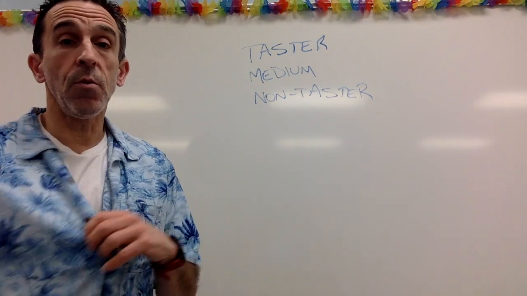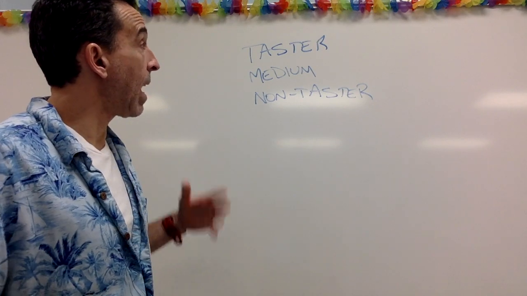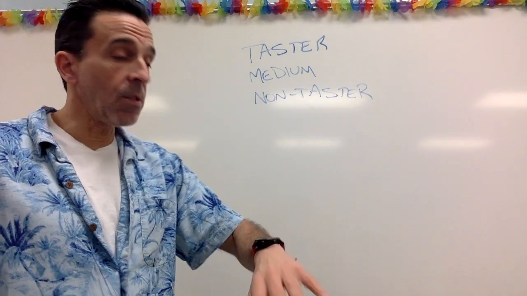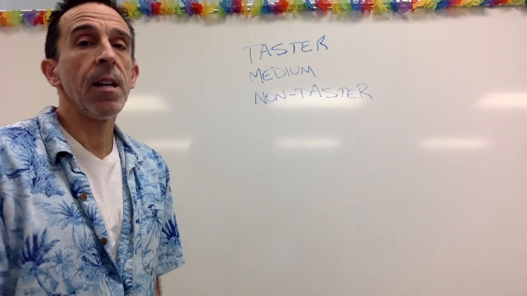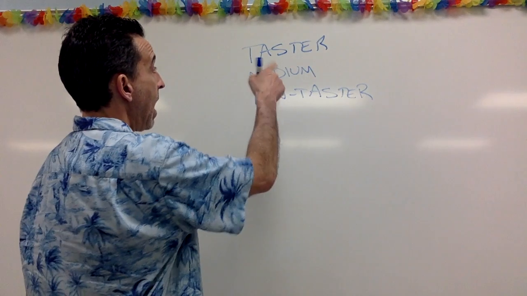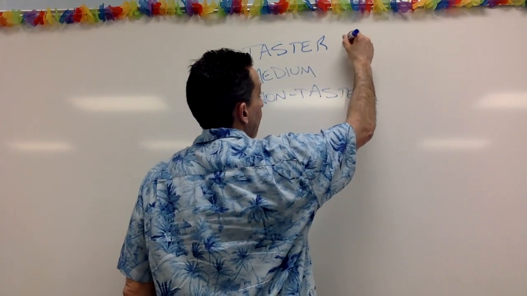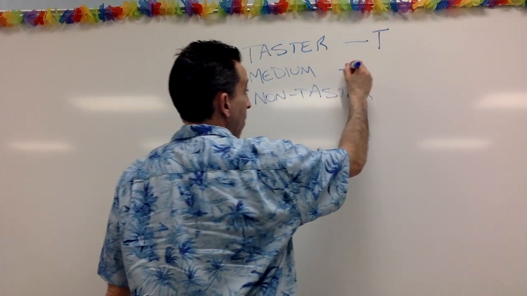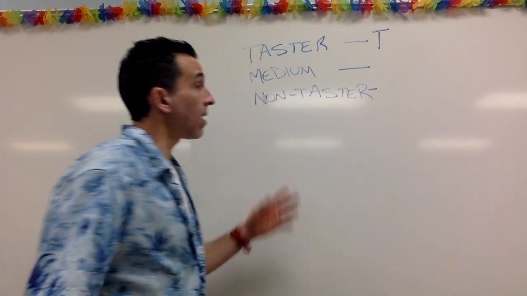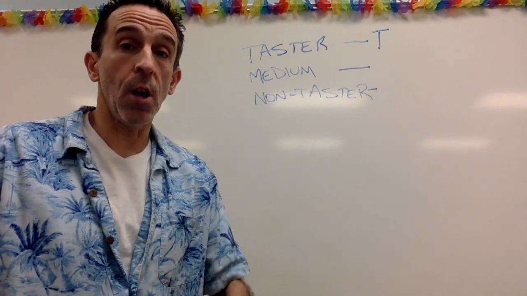So we need to use letters, which we call alleles. So I can tell you that being a taster is a dominant trait. So if we assign the letter T to this trait, then if it's a dominant trait and being a super taster is dominant, we're going to use a capital T. And if we know that being a non-taster is a recessive trait, then we're going to use a lowercase t.